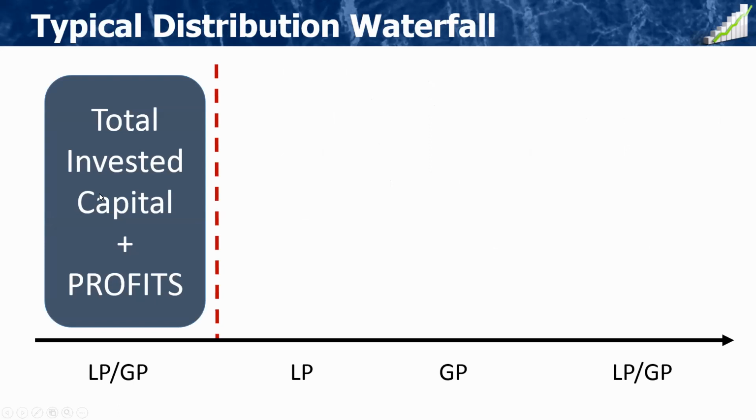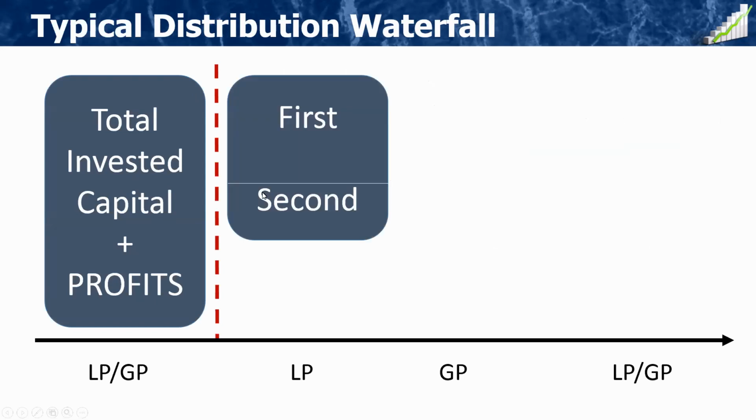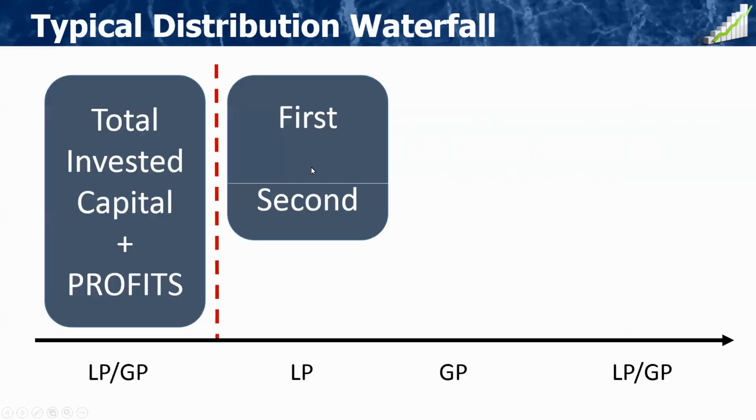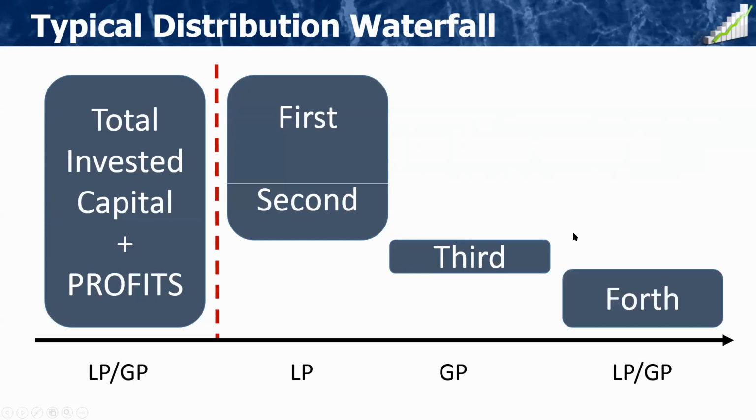I will try to illustrate that here. So we have the total invested capital and profits. Let's say we have a good fund, a good situation. We are happy investors. The first and second parts, remember, that's the cost and the initial preferred return, go to the limited partner. Then the third part goes fully to the general partner. And then the fourth part is split between the limited partner and the general partner.